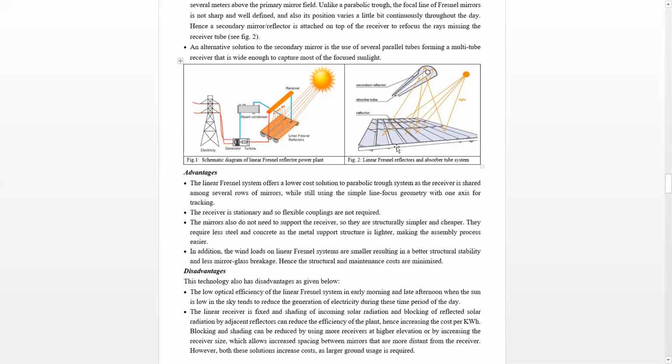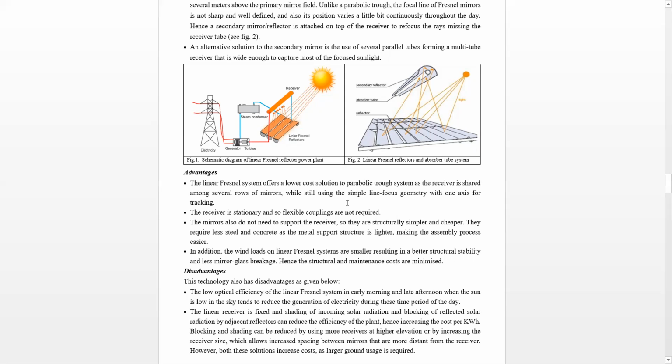And here there is one more thing that I would like to say: since all the radiation reflected from several reflectors is falling on a single tube, the temperature achieved is relatively higher than that obtained in the parabolic trough collector, because there every reflector has its own absorber tube, right?